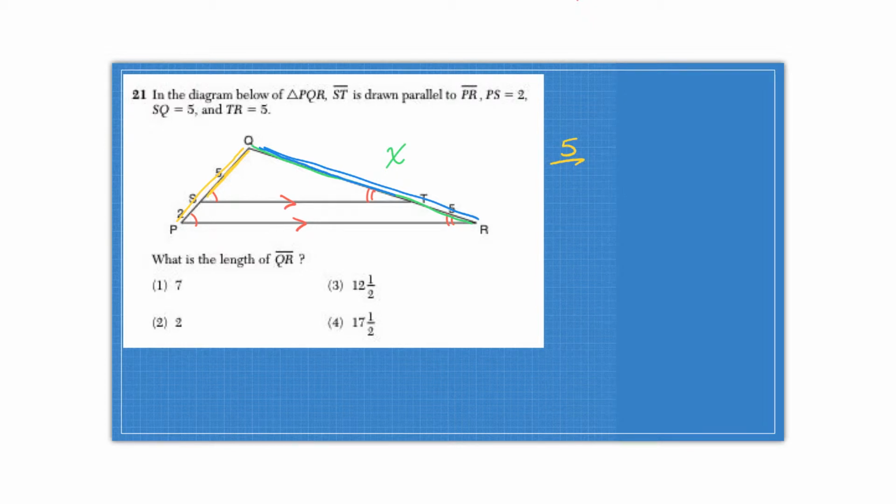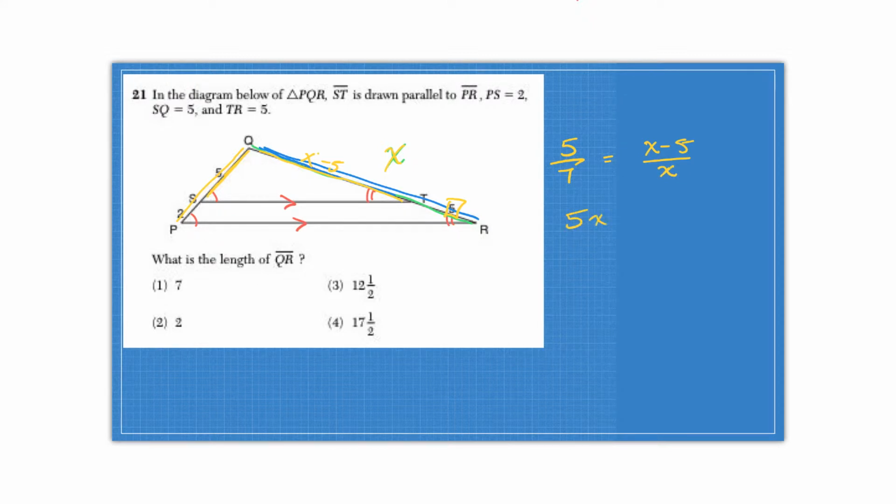5 over 5 plus 2, which is 7, is going to be equal to, and this is the annoying part because they give us this measurement here, and so I could call this x minus 5, since the whole side I'm giving the name x, and this piece here would represent x minus 5. So 5 over 7 equals x minus 5 over the full side, which is x.